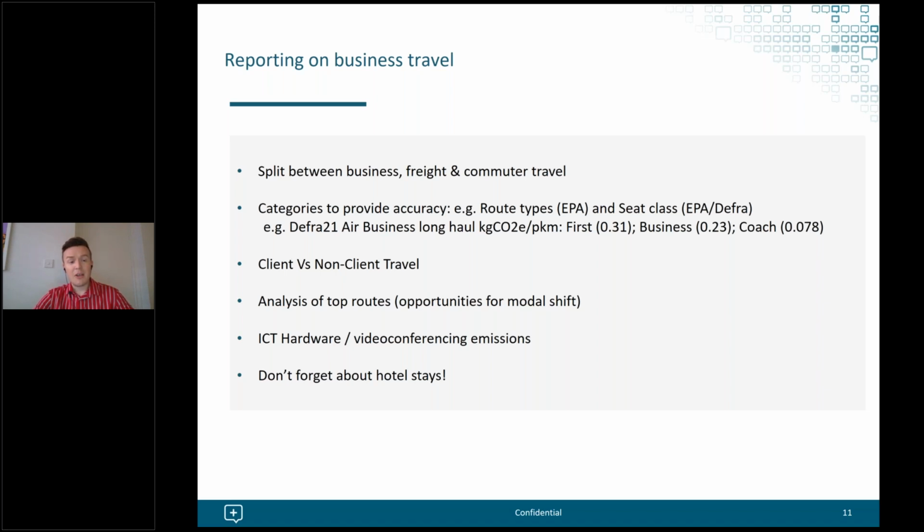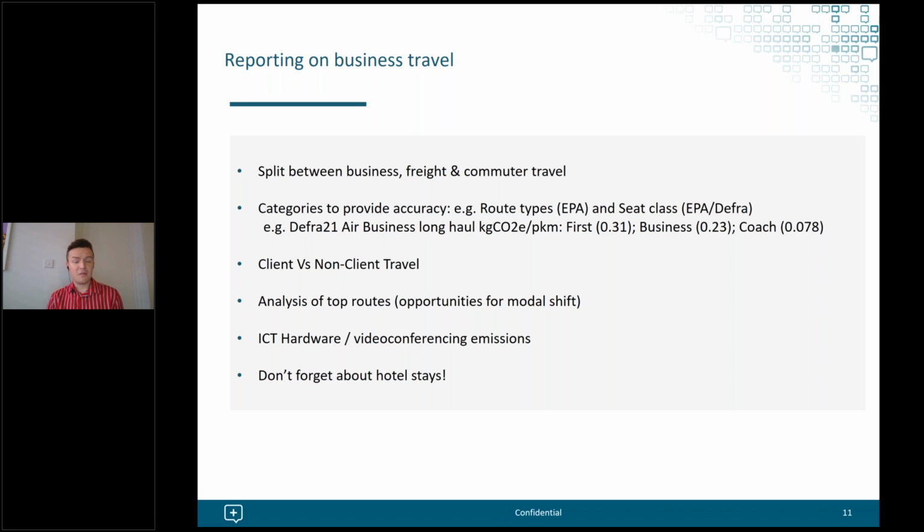Other aspects of granularity that we often see within business travel are splitting data between client travel and non-client travel, looking at route type information for modal shift, and then also looking at aspects around ICT hardware and video conferencing, because those facilities, even pre-COVID, were topics that companies were looking at to be able to try and pair up data around investments in video conferencing technology, and then looking at how that may have impacted travel.